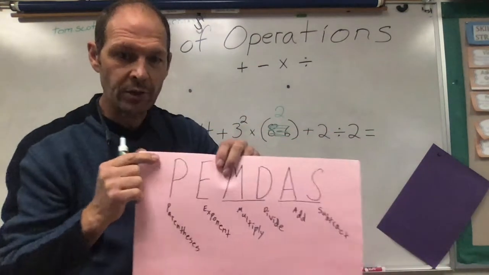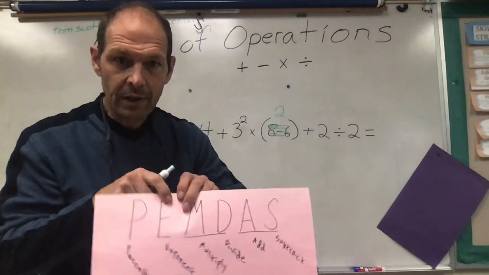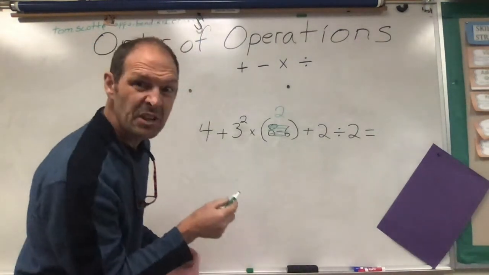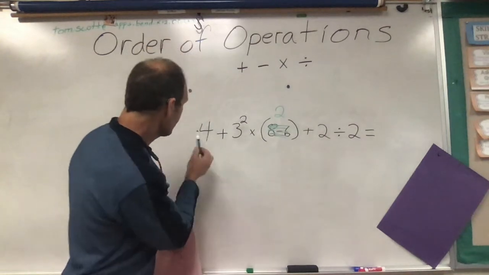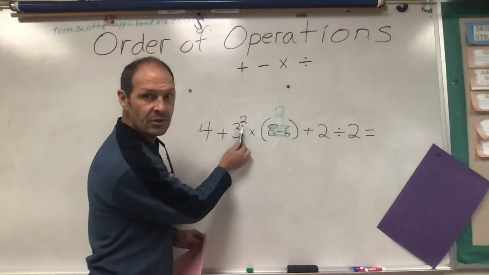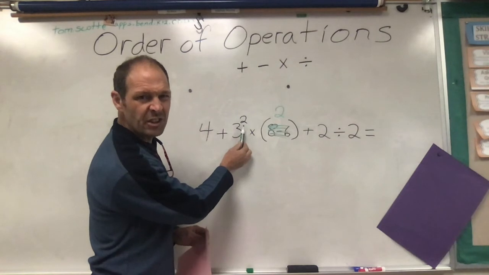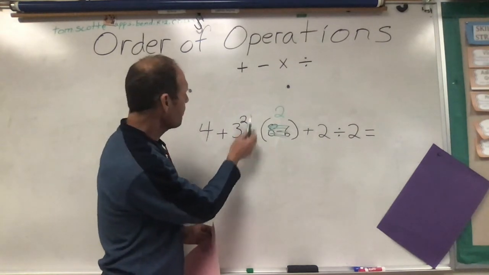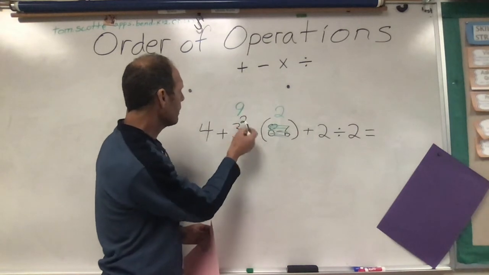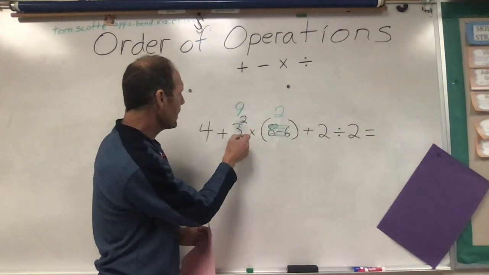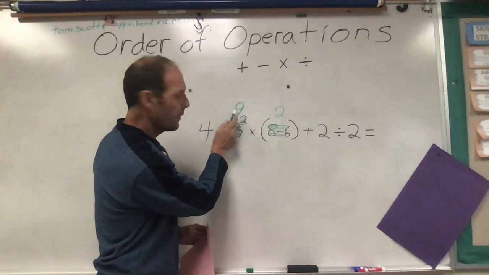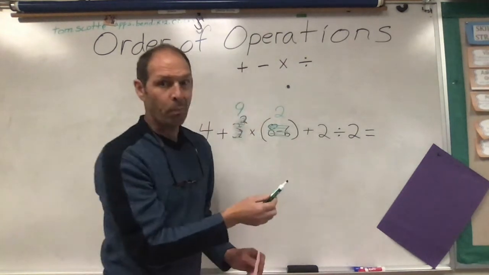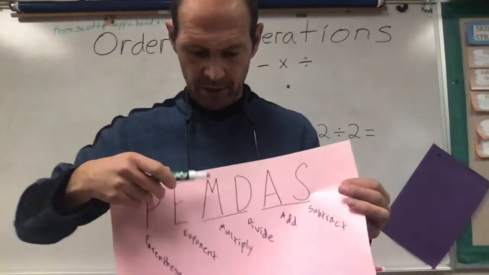So now I go on to exponents, the E right here. Well, let me see if I can find any exponents. This little thing here is called an exponent. Later this year, you'll learn what those are all about. But for now, I'll just tell you, 3 to the second power is 9. Okay, so I'm going to cross that out because that's my answer there. Any more exponents? Nope.